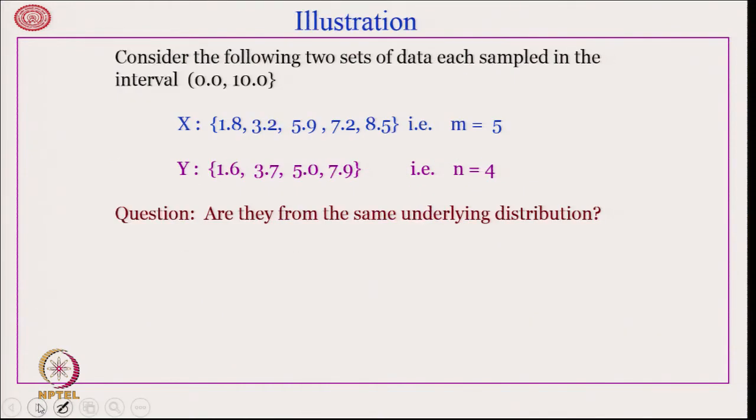Let me first give you an example. Suppose we have taken samples from the interval 0 to 10. For sample 1, that is x, we have selected 5 points, therefore m is equal to 5, and sample y has 4 points, so n is equal to 4. The values are 1.8, 3.2, 5.9, 7.2 and 8.5 for x, and 1.6, 3.7, 5 and 7.9 for y. Can we say that they are from the same underlying distribution?